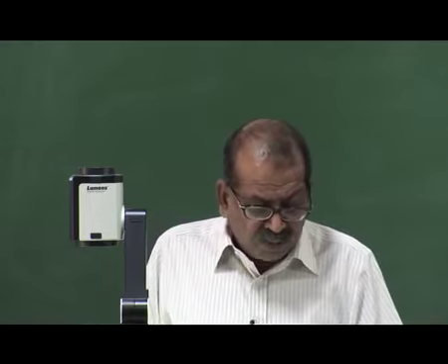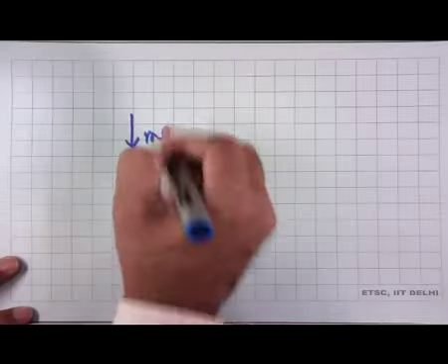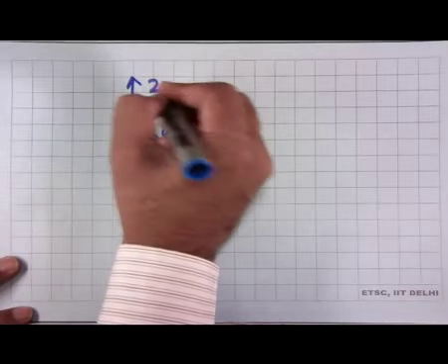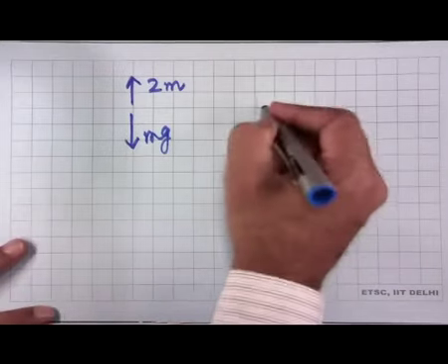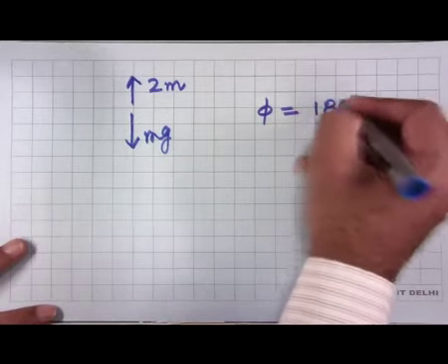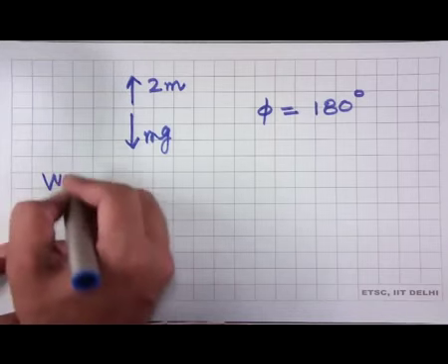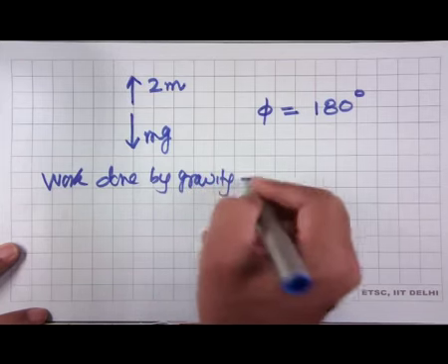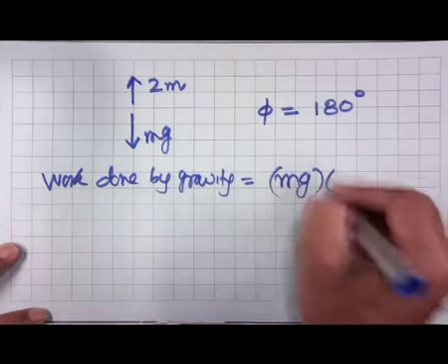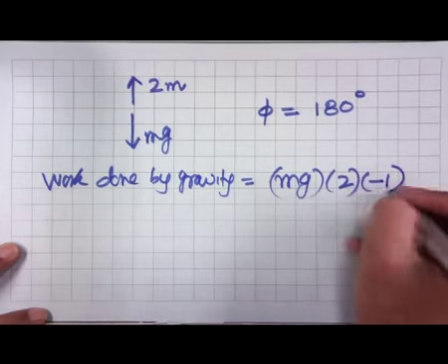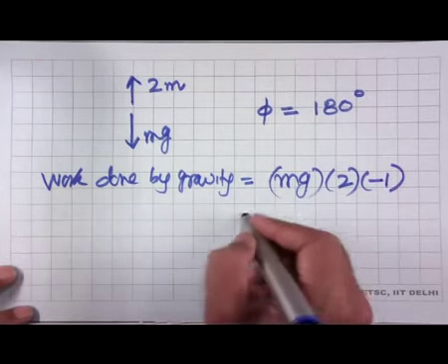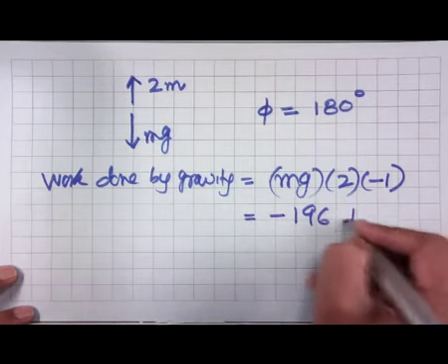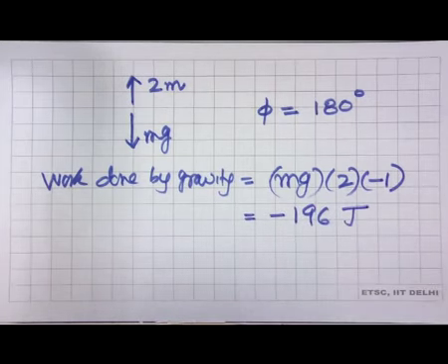So, the work done by gravity is, gravity force is mg, it is moving up, the displacement is 2 meters, and so therefore, the angle phi is equal to 180 degrees. So, work done by gravity is equal to mg multiplied by 2 multiplied by minus 1, and this will be equal to minus 196 joules. So, work done by gravity is minus 196 joules.